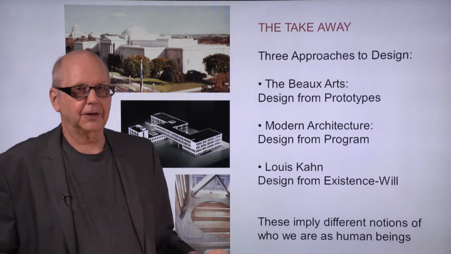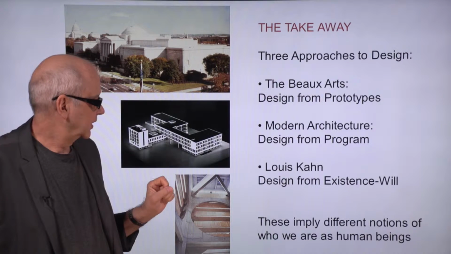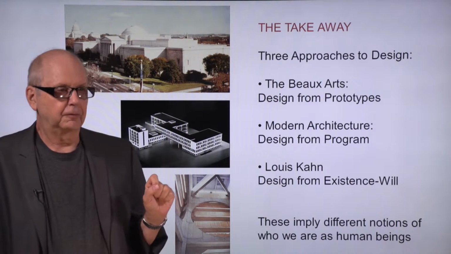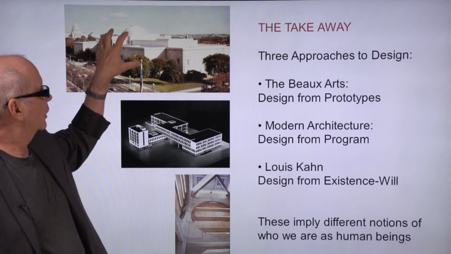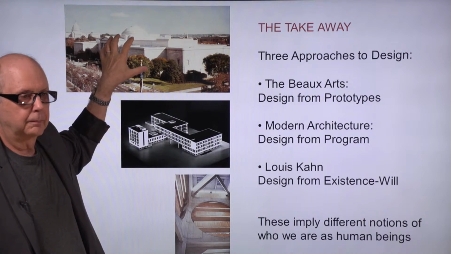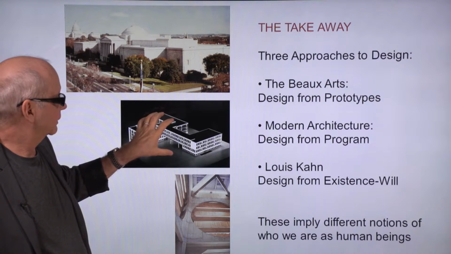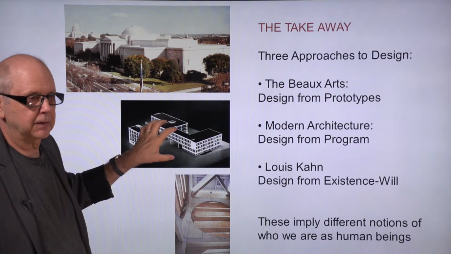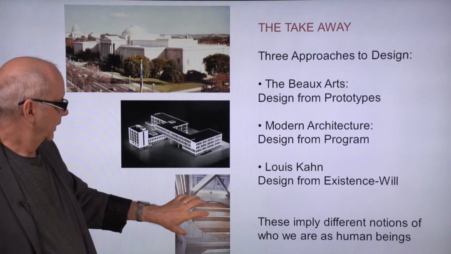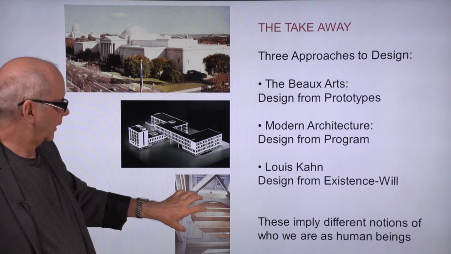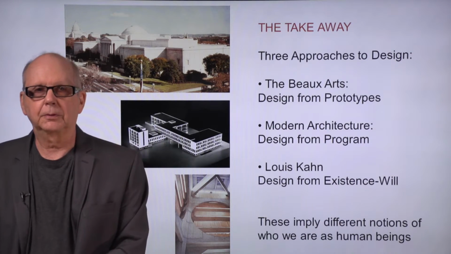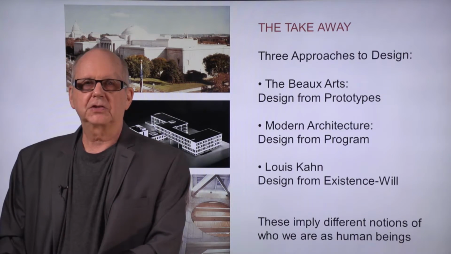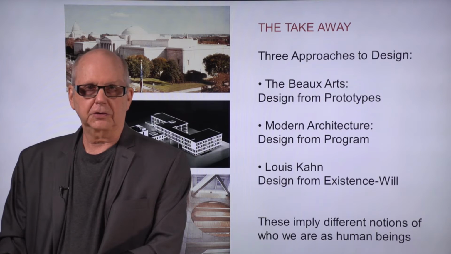Now here's something for you to think about. Each of these implies a different notion of who we are as human beings. Are we historically rooted in Rome? Are we materialist, functionalist beings? Do we have an internal archetypal existence will? 3 totally different approaches to who we are as human beings implied by these 3 different architectures.